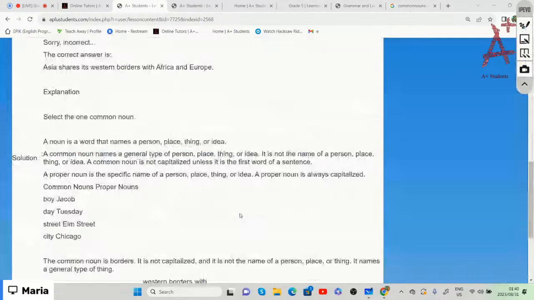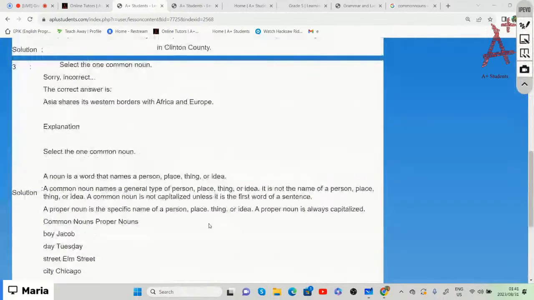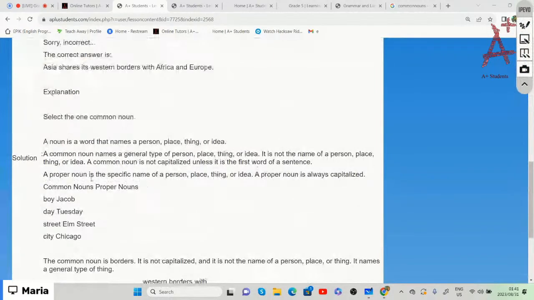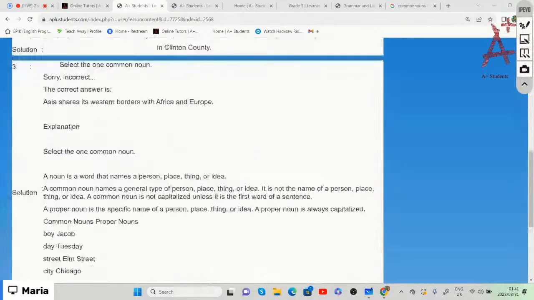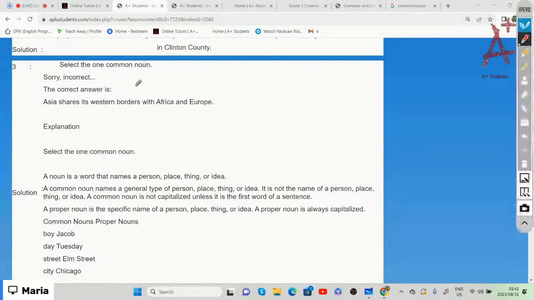Asia shares its western borders with Africa and Europe. We need to select one common noun within the sentence. All right, so if we select one common noun within the sentence, then we can say borders is a common noun, right? It can be any borders.